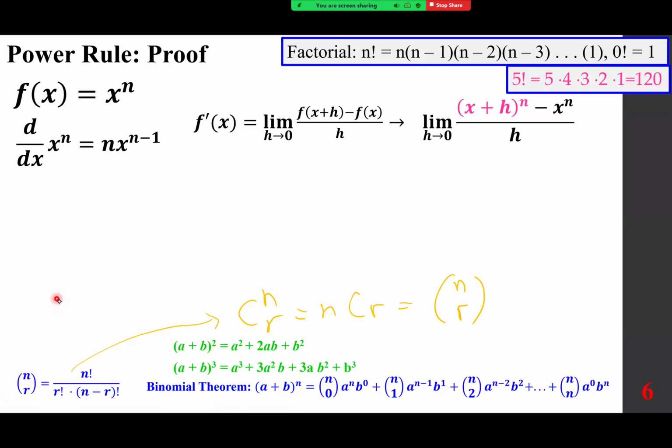For example, for the binomial theorem class, we all remember (a + b) squared, right? a squared plus 2ab plus b squared. That's a binomial theorem. For example, we remember (a + b) cubed is a cubed plus 3a squared b plus 3ab squared plus b cubed. This is also a binomial theorem. But this is n equals 2, n equals 3, and this is in general.